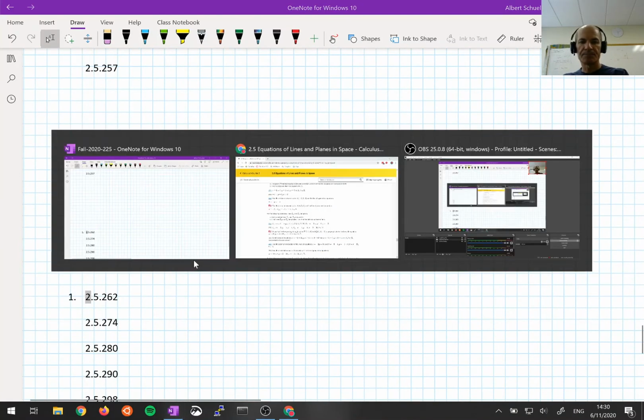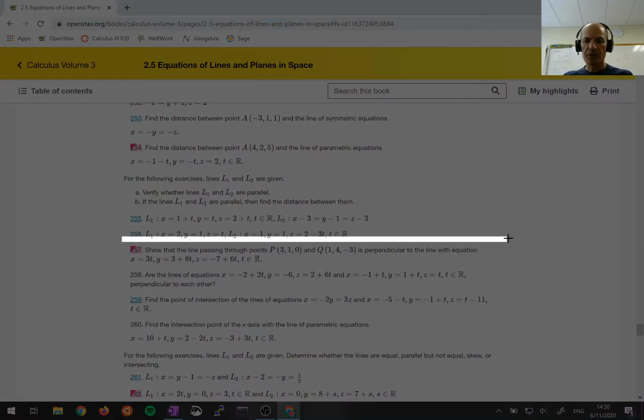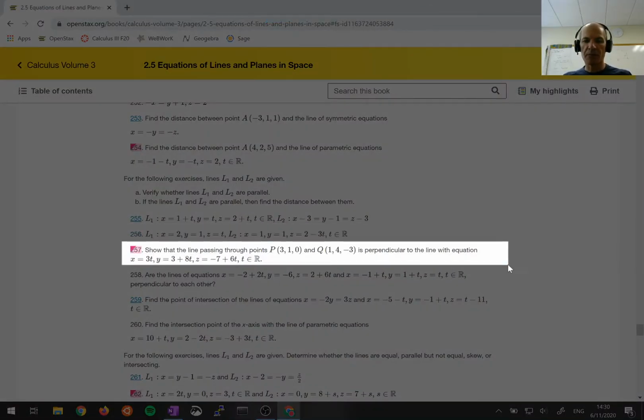257. All right, we're going to show that the line passing through these 2 points is perpendicular to the line with the given equation.